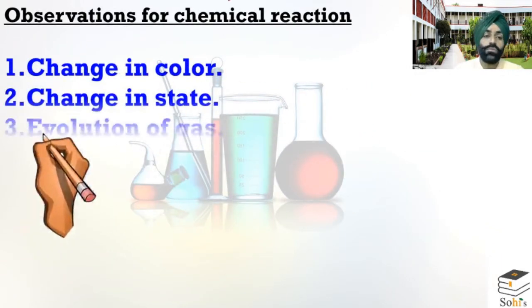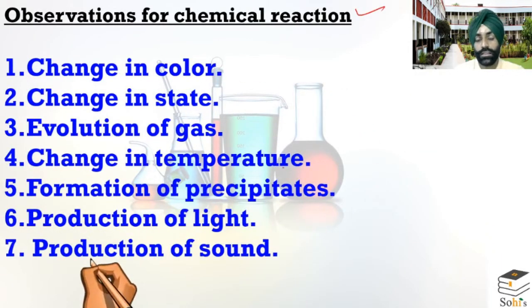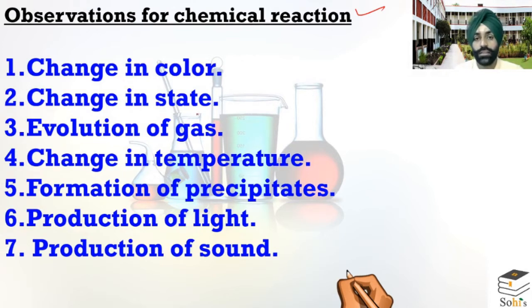Next we have, what are the observations for chemical reactions? How can we observe chemical reactions? First of all, there is change in color. If we combine two or more chemicals and there is a change in color, then we can say this is a chemical reaction. Next is change in state. If any solid, liquid, or gas interconverts, then we can also say this is a chemical reaction.